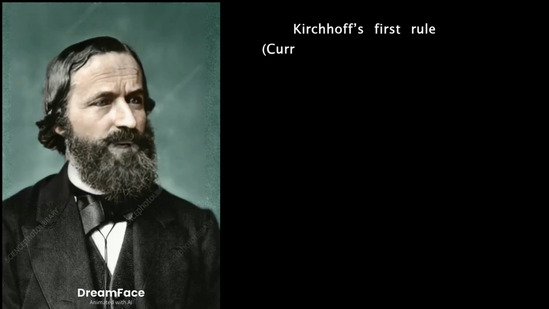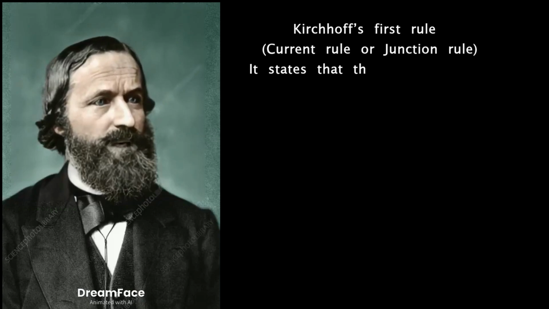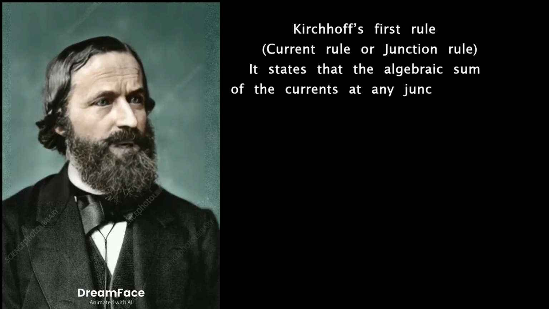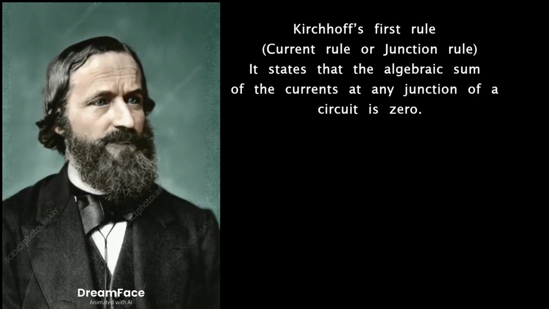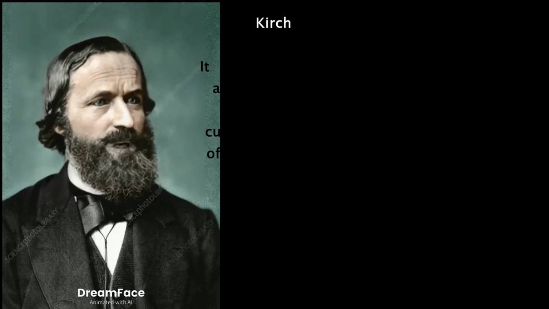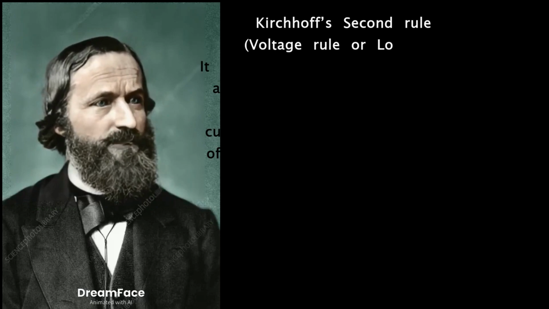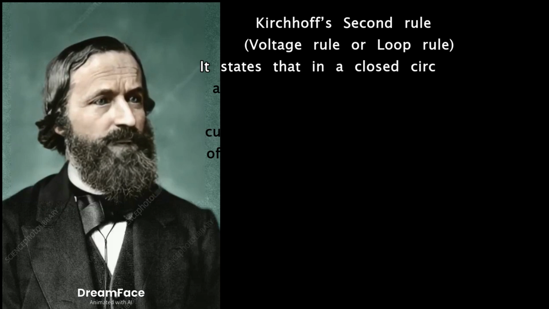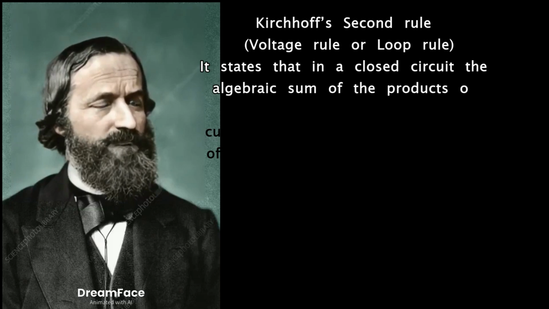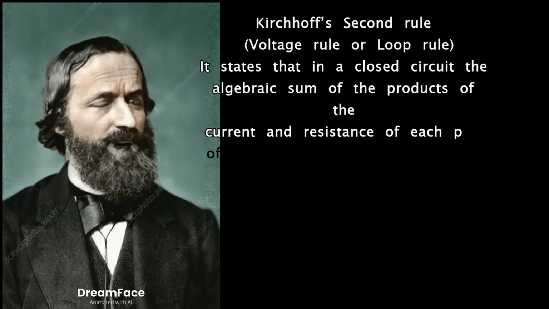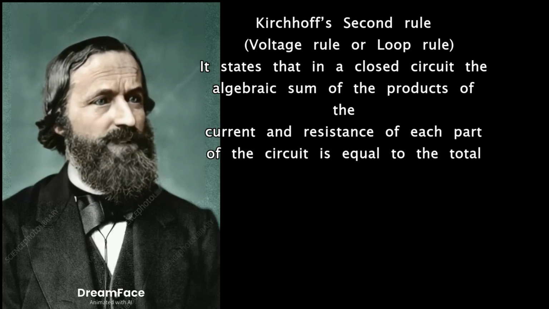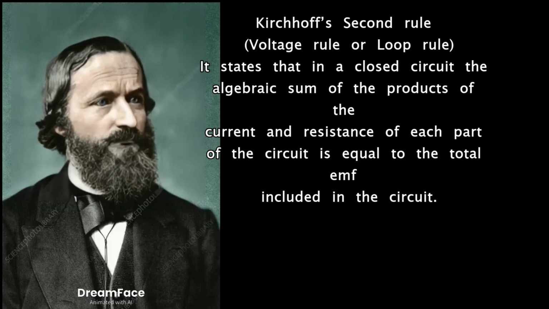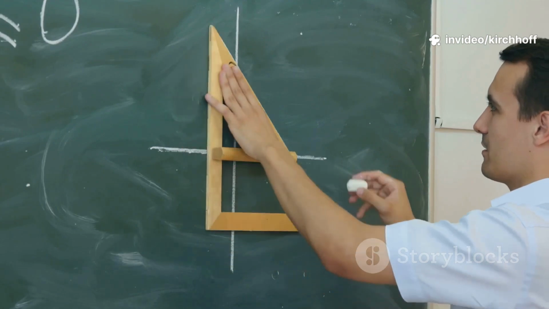Kirchhoff's first rule, the current rule or junction rule, states that the algebraic sum of the currents at any junction of a circuit is zero. Kirchhoff's second rule, the voltage rule or loop rule, states that in a closed circuit the algebraic sum of the products of the current and resistance of each part of the circuit is equal to the total EMF included in the circuit.